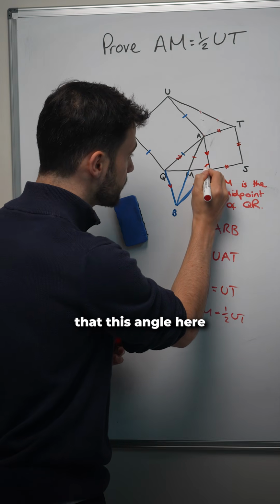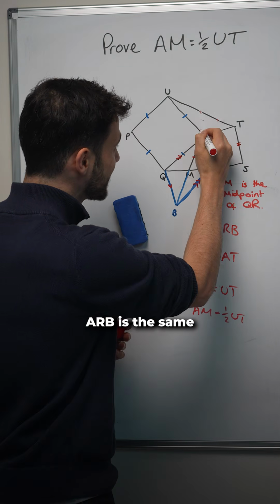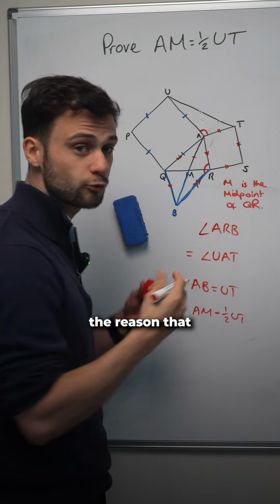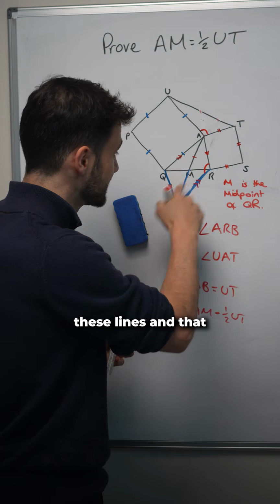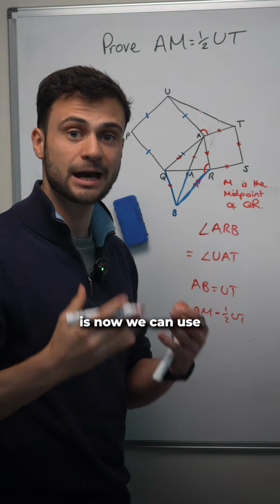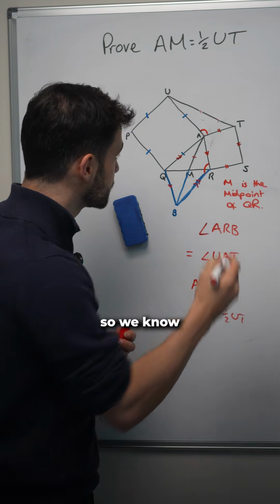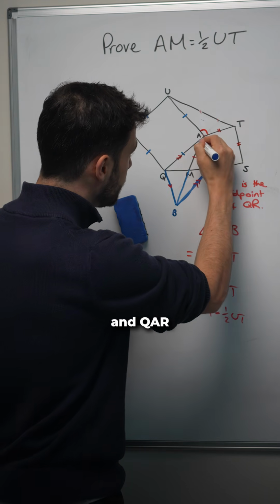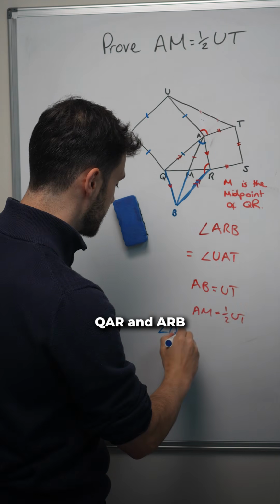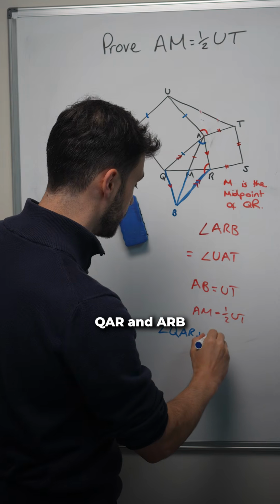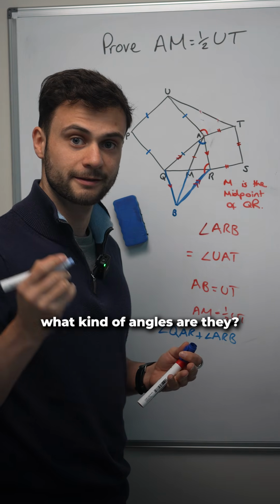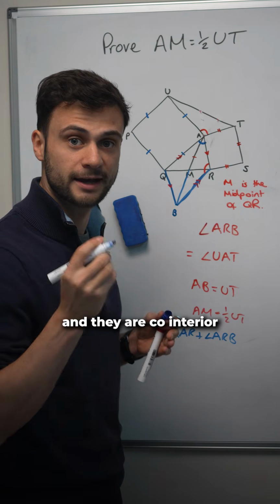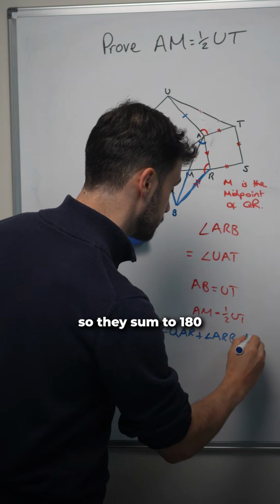So how are we going to show that this angle here, ARB, is the same as the angle UAT? The reason that we're introducing these lines and this parallelogram is so useful is now we can use parallel line properties. So we know that ARB and QAR, so this angle here, QAR and ARB, what kind of angles are they? They're angles in between parallel lines and they are co-interior. So they sum to 180.